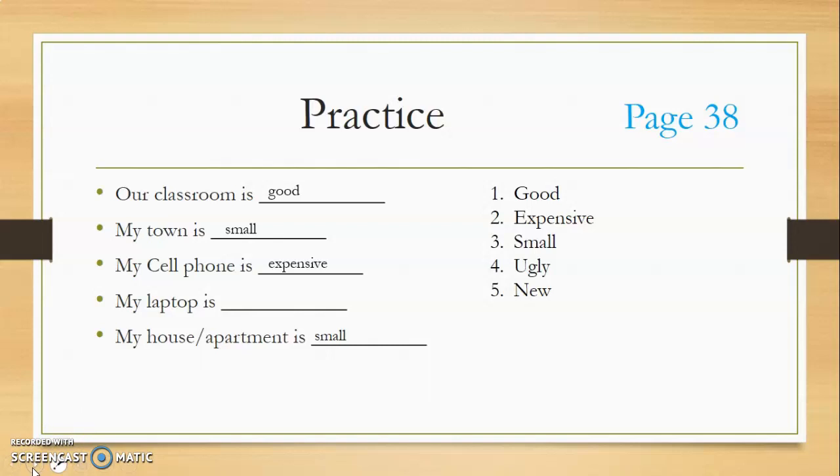Then we have my laptop is new. My laptop is new. And we have here my house and my apartment is small, okay? You can change it by your own opinion, okay? You're going to correct this one as your personal inference, okay? Very good.